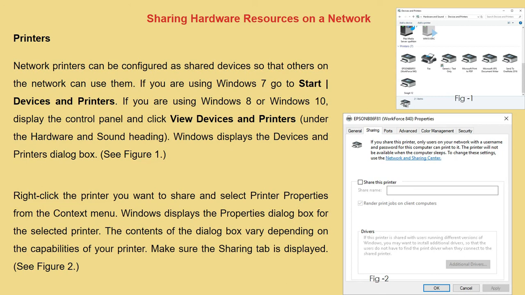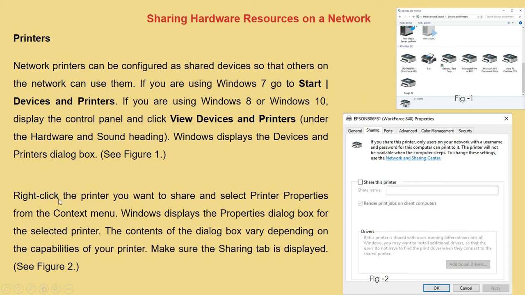And if you are using Windows 8 or Windows 10, display the Control Panel and click on View devices and printers under the Hardware and Sound heading. Now Windows displays the Devices and Printers dialog box. This is the dialog box where the installed printer devices are displayed with their names. It may be your fax machine, it may be your printer. All sorts of hardware devices should be displayed here.